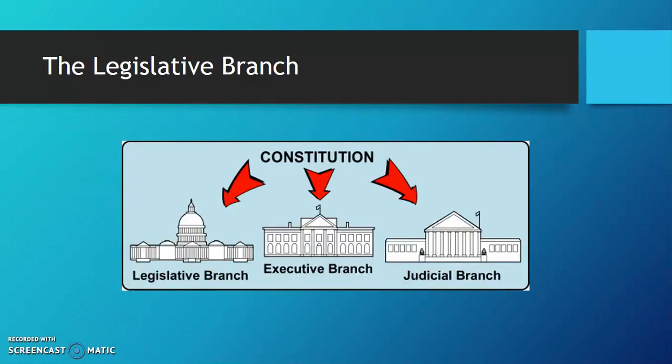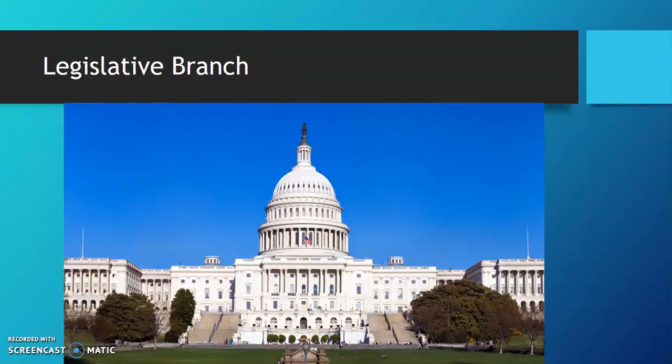To start our learning about Chapter 9 in the Constitution, we're going to look at the three branches of government, and this video is going to focus on the legislative branch. And we know that the legislative branch is our U.S. Capitol. You guys may have seen this before. This is where Congress meets, and we know that Congress is made up of our House of Representatives along with our Senate.